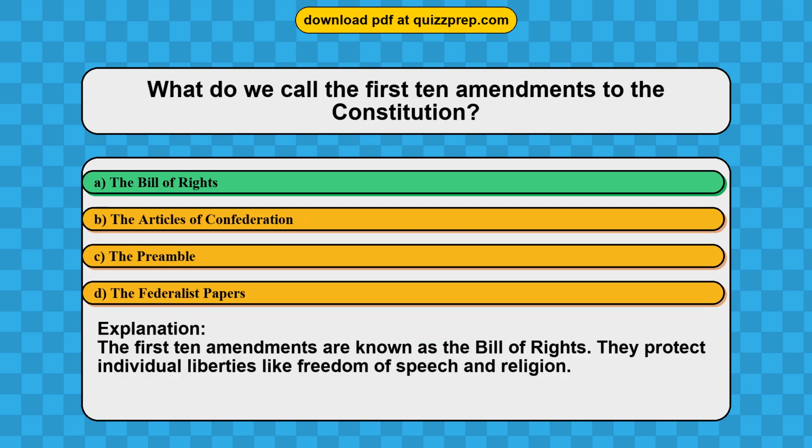The first 10 amendments are known as the Bill of Rights. They protect individual liberties like freedom of speech and religion.